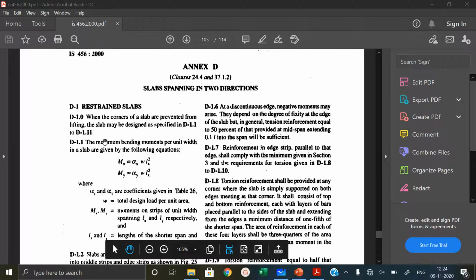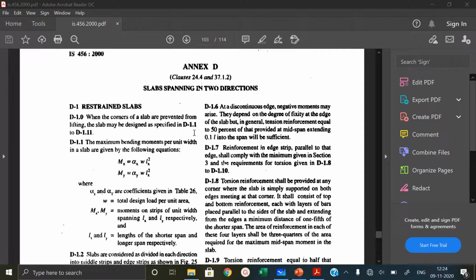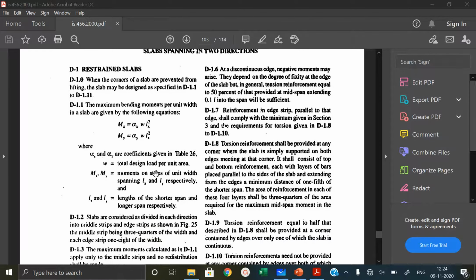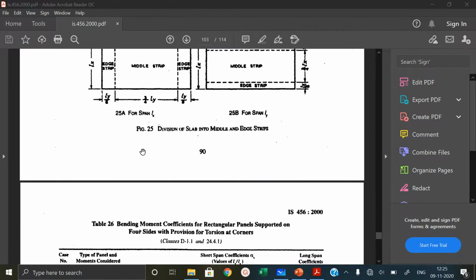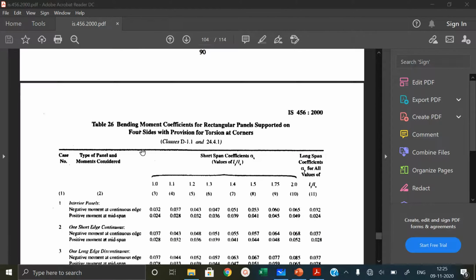You can see here for restrained slabs, when the corners of the slabs are prevented from lifting, the slab may be designed as specified in D1.1 to D1.11. The maximum moment per unit width of the slab is given by mx is equal to alpha x w lx square, my is equal to alpha y w lx square, where alpha x and alpha y you will get from table number 26. I told you in detail about table number 26.